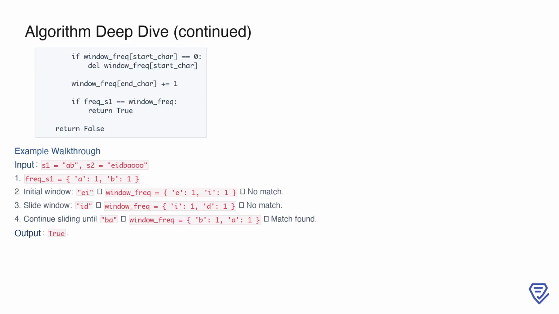To better understand this process, consider the example where S1 is AB and S2 is IBOO. The frequency dictionary for S1 is A1, B1. Starting with the initial window in S2, we compare its frequency dictionary to frequency_S1. As we slide the window through S2, we eventually reach the substring BA, whose frequency dictionary matches frequency_S1. This tells us that a permutation of S1 exists in S2, and we return true as the result.